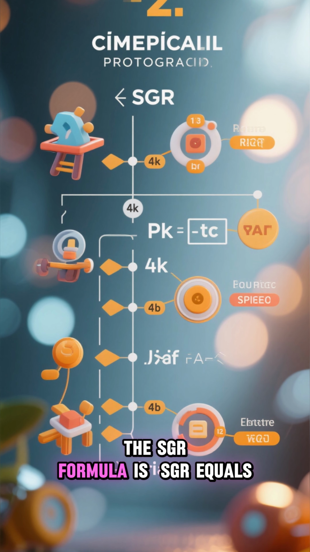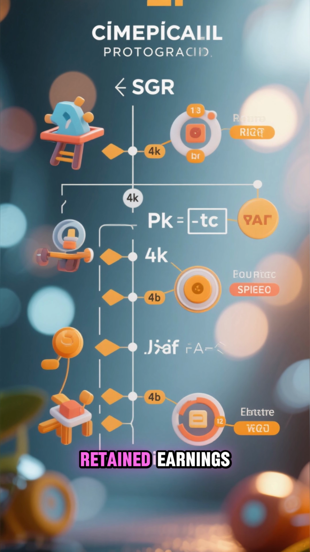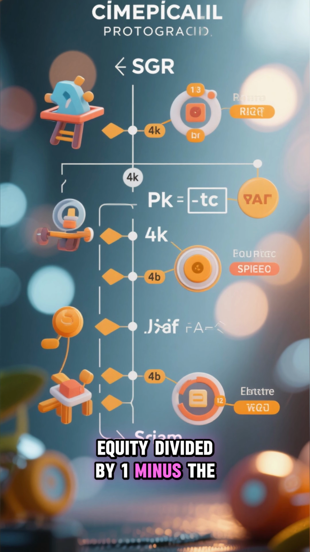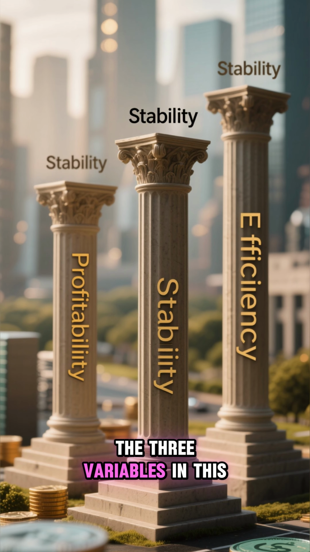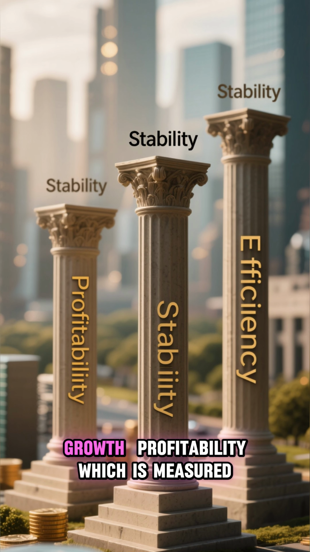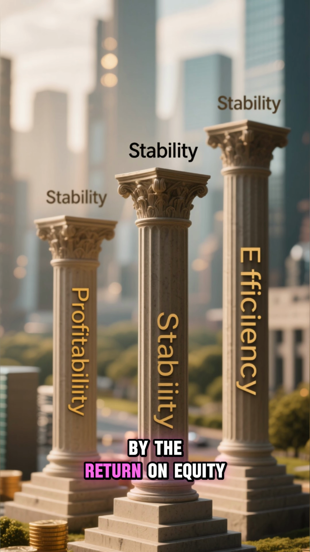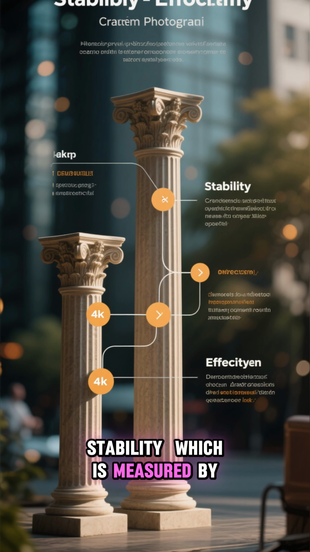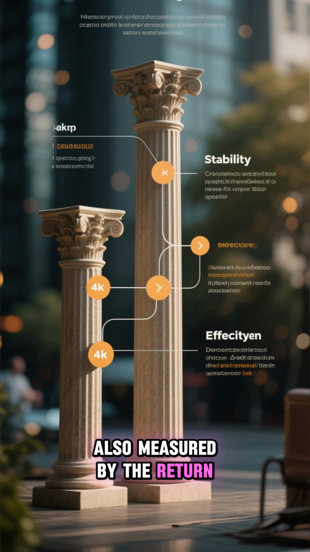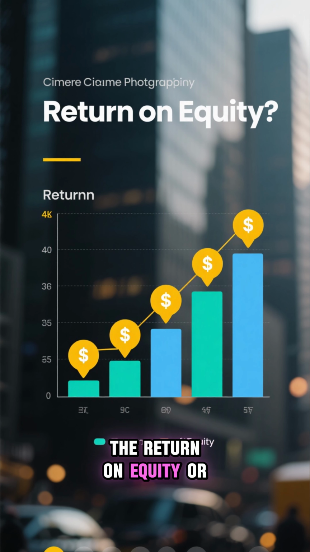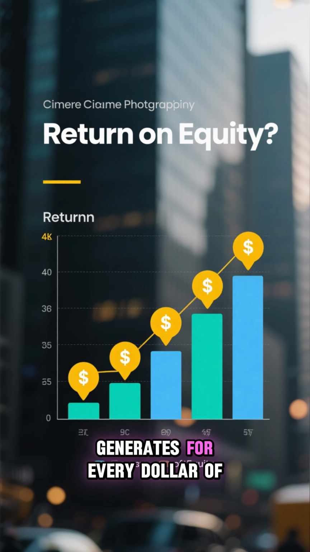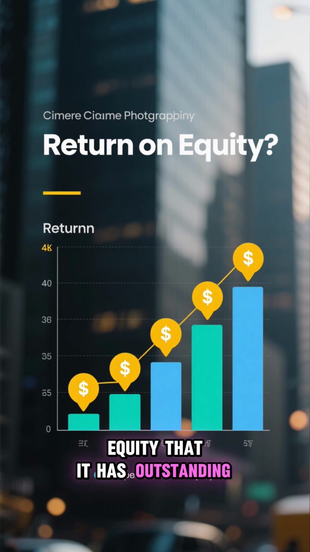The SGR formula is SGR equals retained earnings multiplied by the return on equity divided by 1 minus the retention ratio. The three variables in this formula represent the key pillars of sustainable growth: profitability, which is measured by the return on equity; stability, which is measured by the retention ratio; and efficiency, which is also measured by the return on equity. The return on equity, or ROE, is a measure of how much profit a company generates for every dollar of equity that it has outstanding.